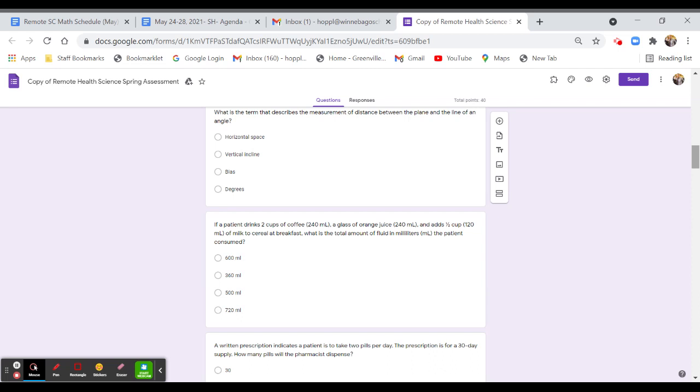What is the term that describes the measurement of distance between the plane and the line of an angle? Horizontal space, vertical incline, bias, or degrees?